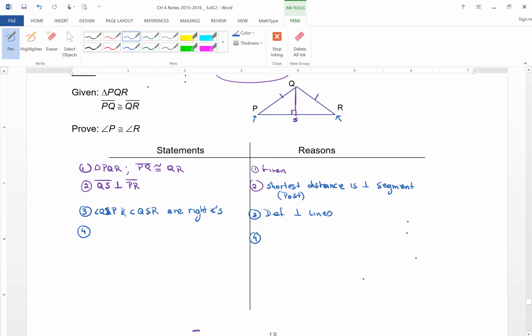Okay. What I want to do here is use HL, okay? So we want to use HL because we now created right triangles. That means I have the hypotenuse congruent. I need one of the legs to be congruent, okay? So I need a leg. All right, so I need congruent legs. So QS is congruent to what? Right. Reflexive.